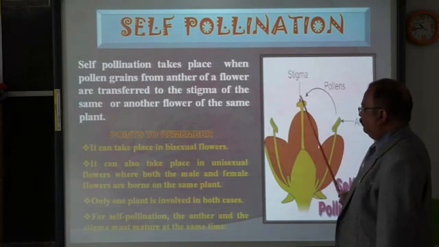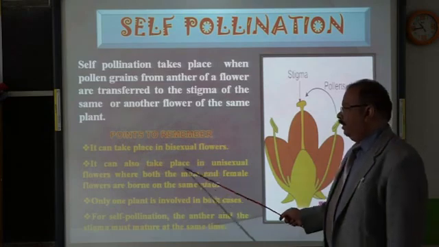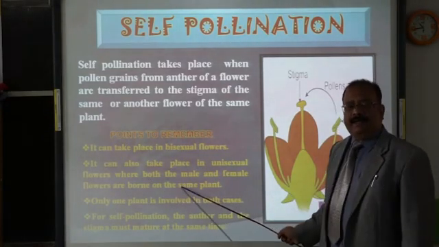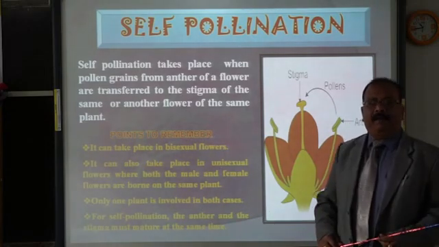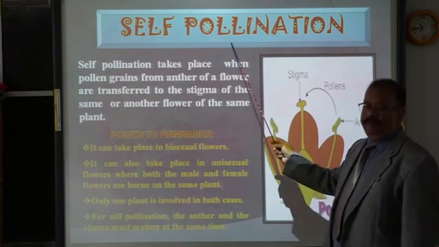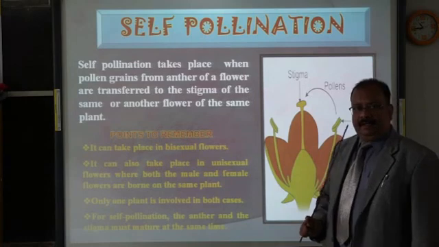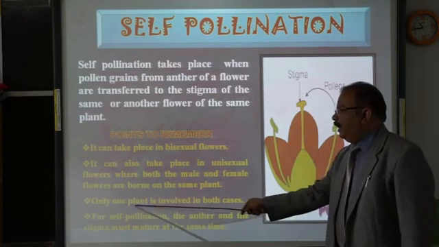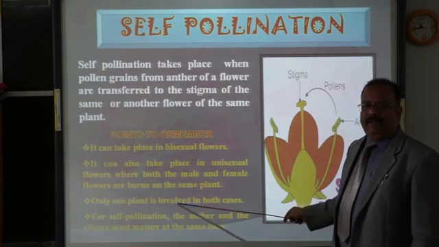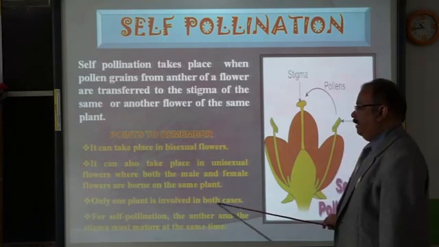So it takes place in the bisexual flower. It can also take place in the unisexual flowers where both male and female flowers are born on the same plant. If male and female flowers are both there in the same plant, then also you can have self-pollination. But in both these cases, only one plant is involved. We are talking about only one plant, either in the same flower or another flower, but in the same plant.